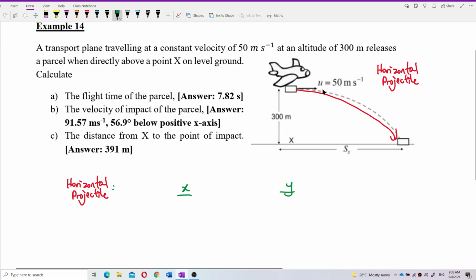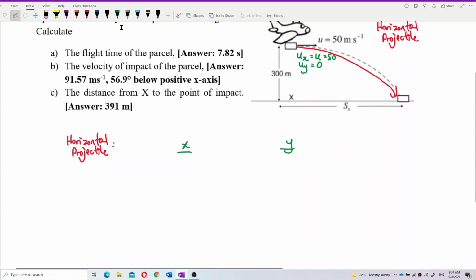So we can say the initial x velocity is the initial velocity itself, which is 50. And the initial velocity for the y component is 0. This is the most important thing in a horizontal projectile. The initial velocity only has an x component, no y component. So uy is 0. This is the most important thing. So we can label over here.